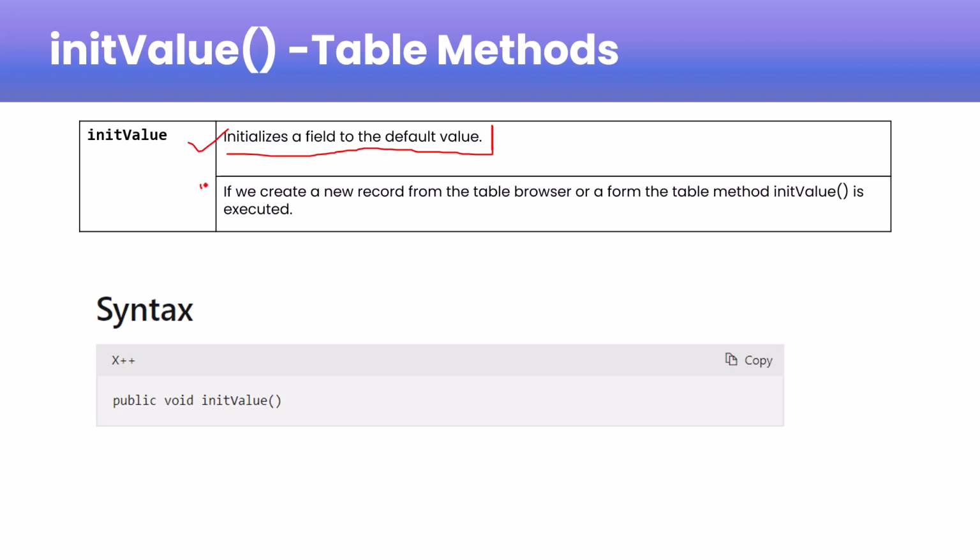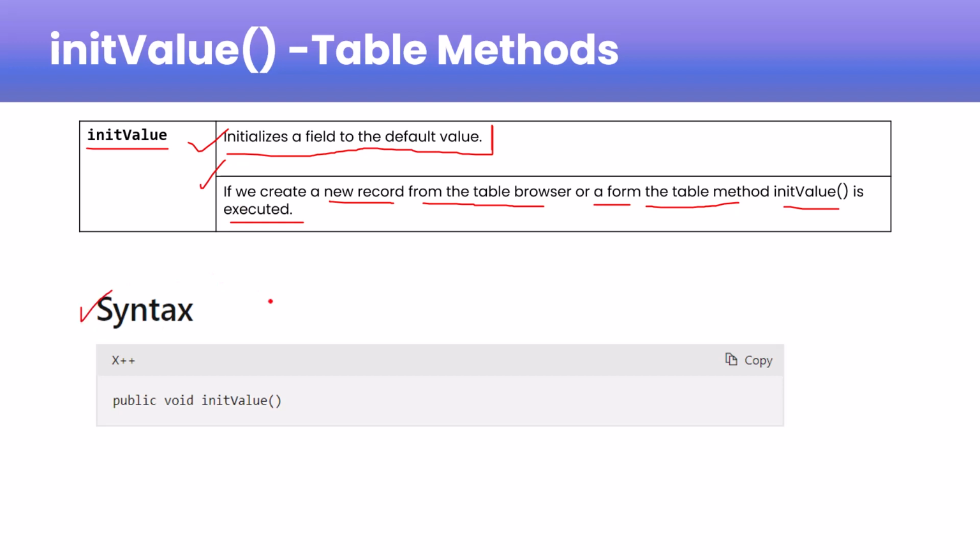The next point is, if we create a new record from the table browser or a form, the table method initValue is actually executed. I'll show you how this initValue actually executes.